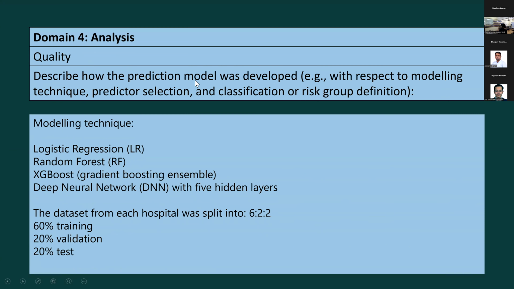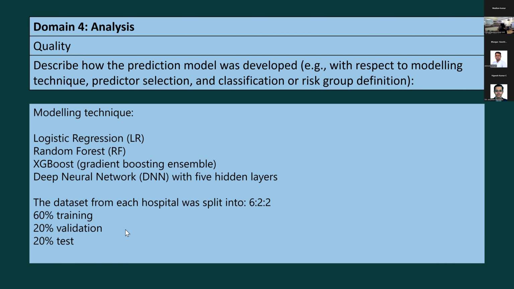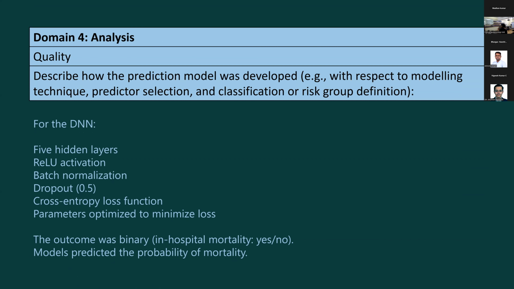Describe how the prediction model was developed. So the modeling techniques were four. One is logistic regression, random forest, gradient boosting ensemble, and deep neural network with 5 hidden layers. And the data set which they obtained from each hospital was split into 6:2:2. 60% data they used for training, 20% for validation, and 20% as test samples.